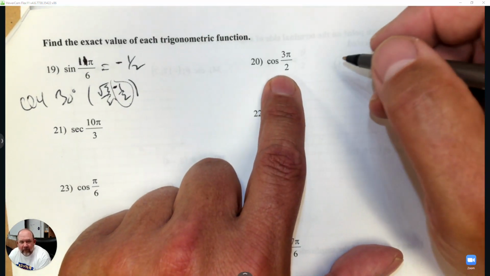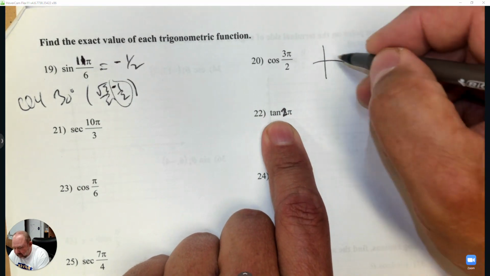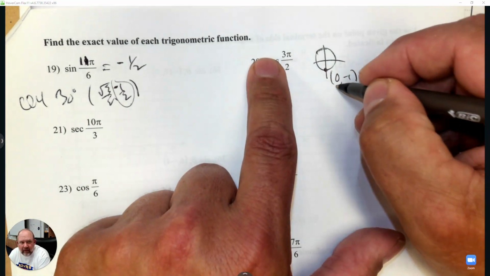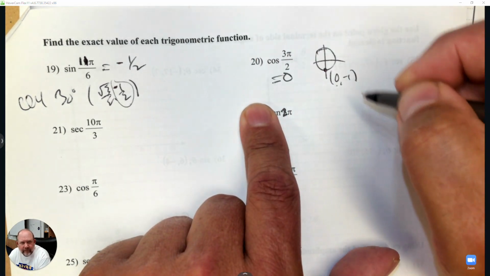So cosine 3 pi over 2, not a reference angle. It's at the bottom. That's 0 and -1. Cosine goes with the x, so the answer is 0.